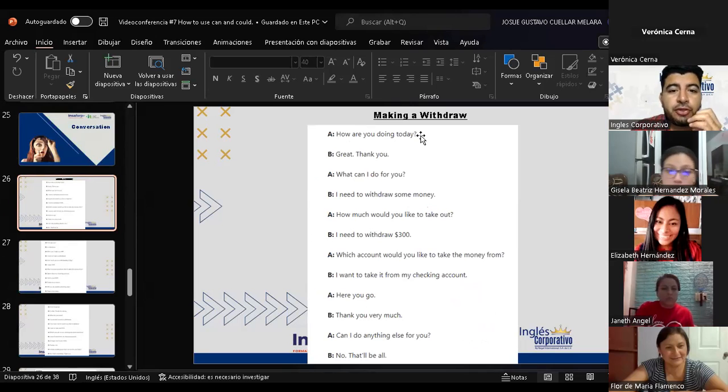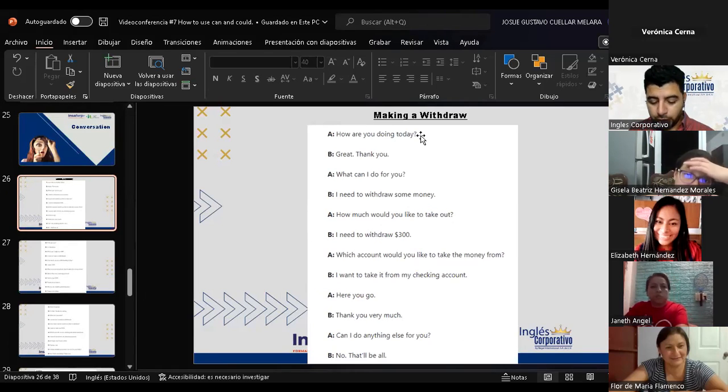Making a withdrawal. ¿Alguien tiene una idea qué es withdrawal? No idea. Ya lo han hecho. Ok, withdrawal es un retiro. Ok, retiro de dinero. Ok, withdrawal.